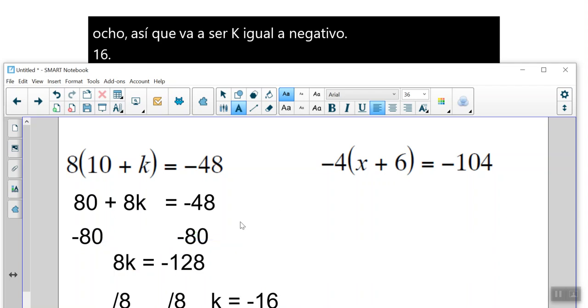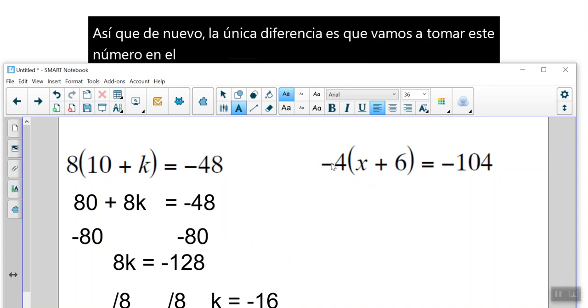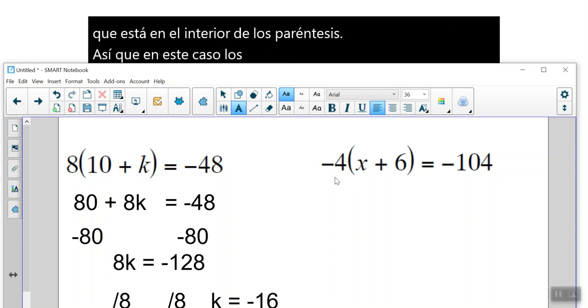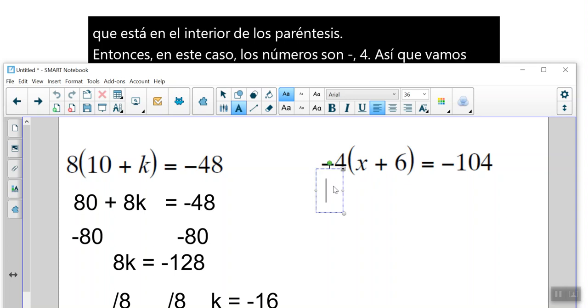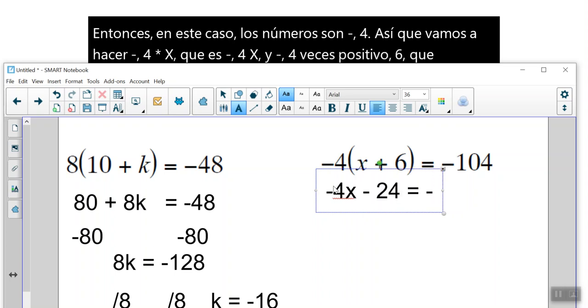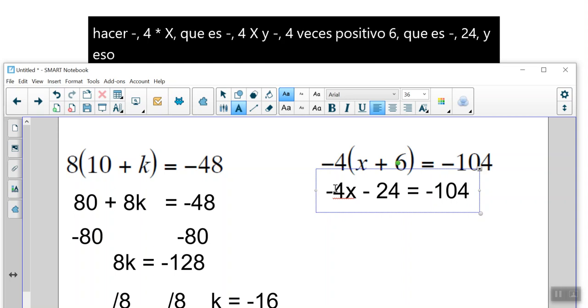So again, the only difference is we're going to take this number on the outside of the parentheses and multiply it to everything on the inside of the parentheses. So in this case, the number is a negative 4. So we're going to do negative 4 times x, which is negative 4x, and negative 4 times positive 6, which is negative 24. And that's going to equal negative 104.